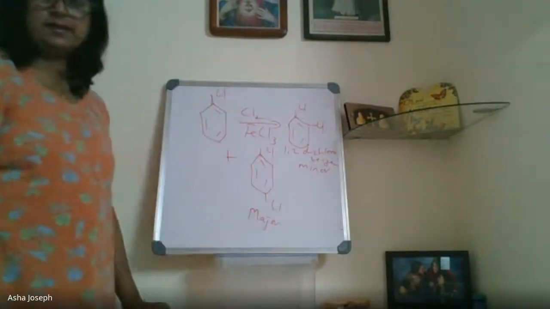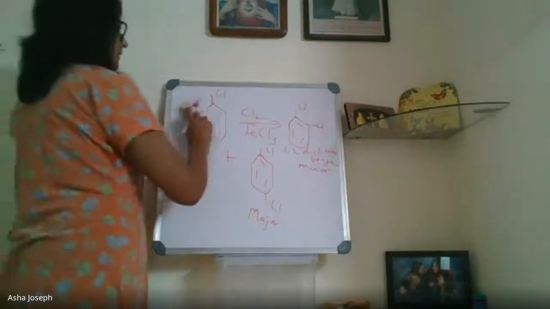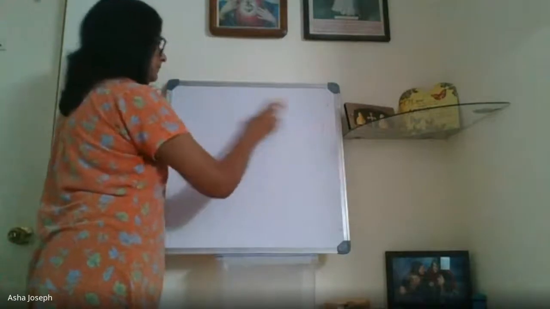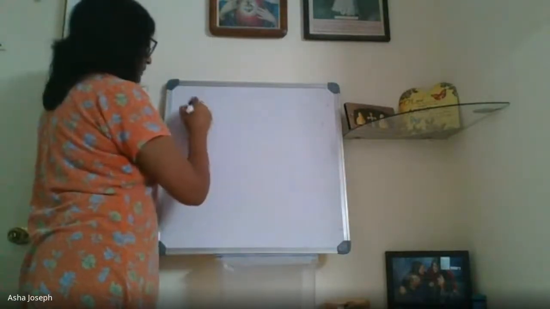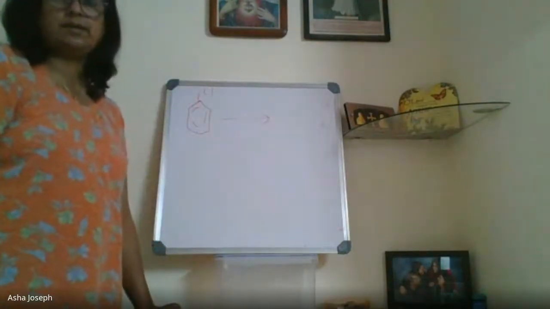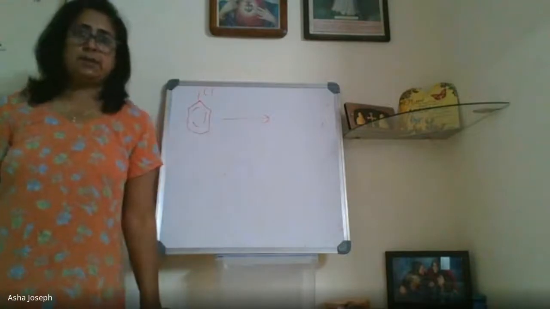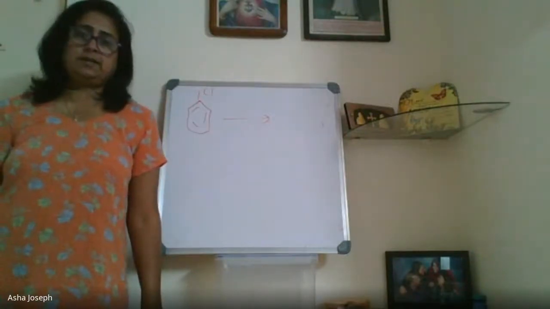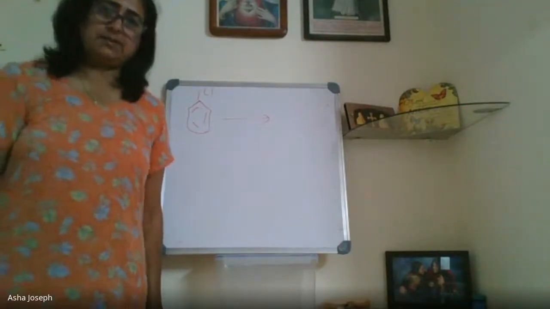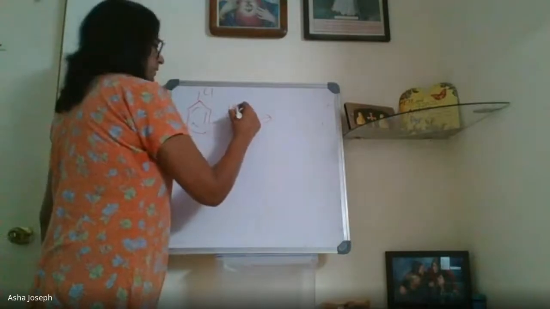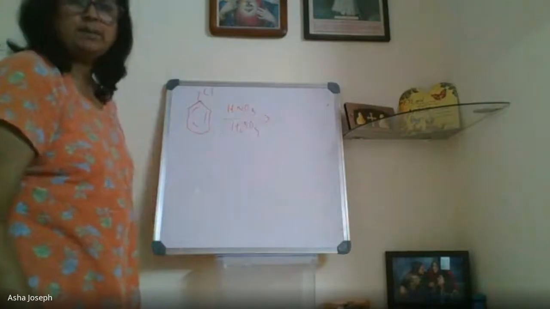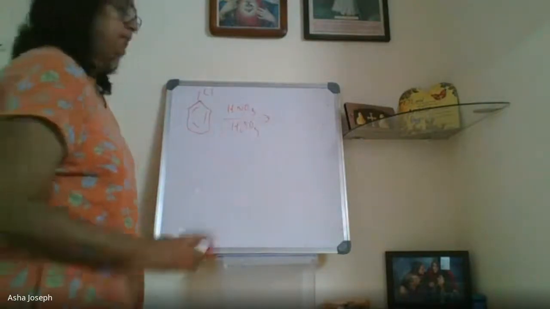We'll go to the next reaction. Next reaction is nitration. So nitration, this is chlorobenzene. What is the reagent for nitration? Last year you learned the mixture of concentrated nitric acid and concentrated sulfuric acid. That is called nitrating mixture. So whenever nitration takes place, we have to put nitric acid and sulfuric acid. So what will happen? NO2 will go to ortho and para position.